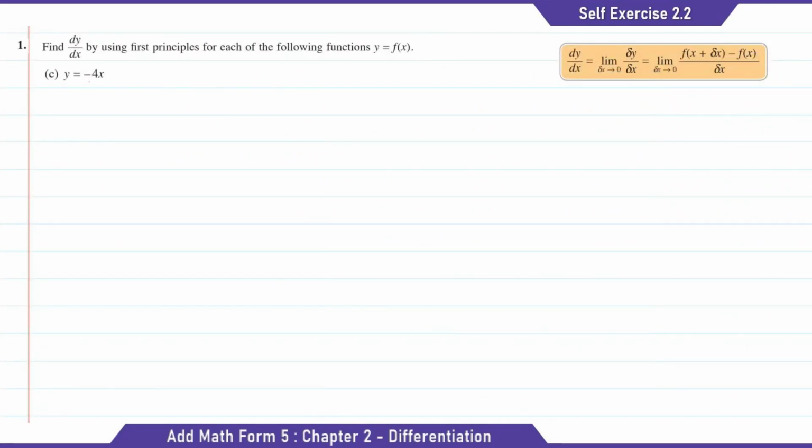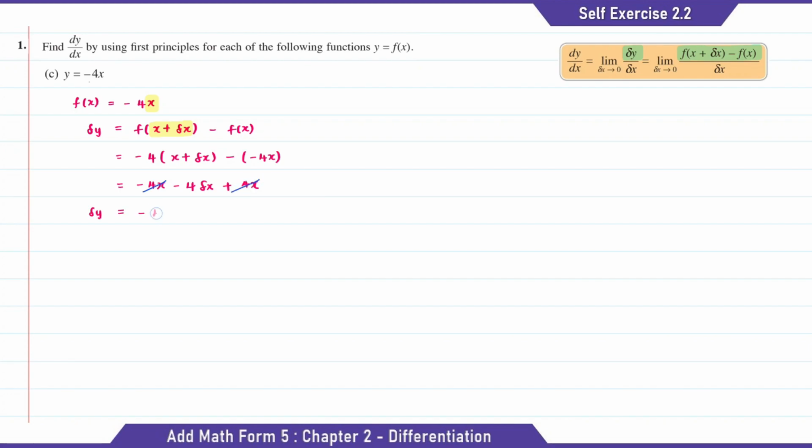Question C, y equal to negative 4x. This is the same as f of x equal to negative 4x. So here we're going to substitute the x here with x plus delta x. So negative 4 bracket x plus delta x minus the f of x, which is negative 4x. Expand this, it will be negative 4x minus 4 delta x plus 4x. So negative 4x plus 4x will be cancelled. Then delta y is equal to negative 4 delta x.